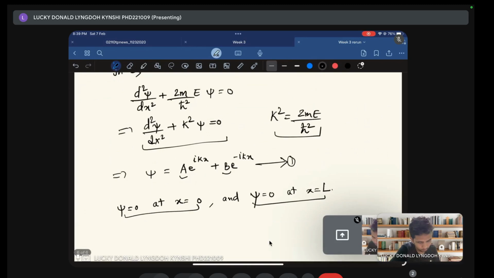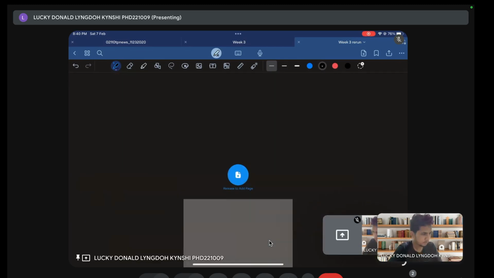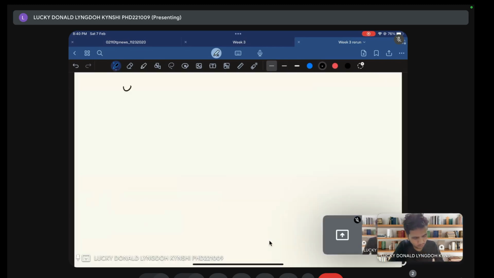Okay, first from equation 1, if we put ψ equal to 0 and x equal to 0, we will have 0 equal to A plus B. That means you can represent A equal to minus B, or B is equal to minus A. So ψ will be equal to A e^(ikx) minus A e^(-ikx). So now there is only one constant term.